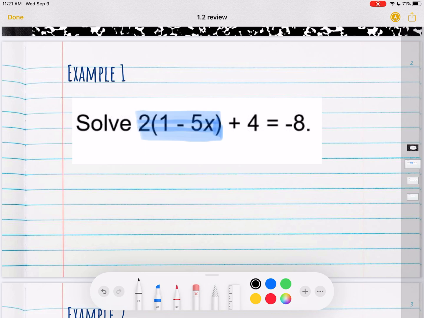If you don't remember, the distributive property says that I can take this 2, since 2 is multiplied by everything in that parentheses, and multiply it by each individual thing. So 2 times 1, 2 times minus 5x. So 2 times 1 is 2. 2 times 5x is 10x. And then drop down that plus 4, and that should equal negative 8.